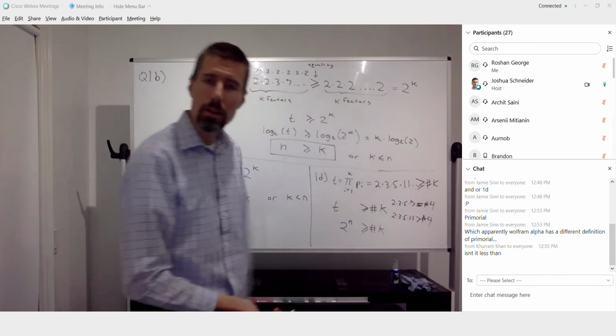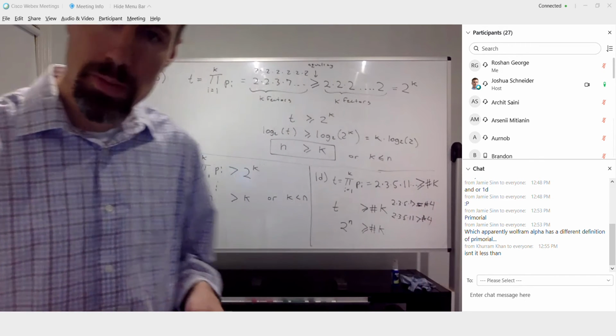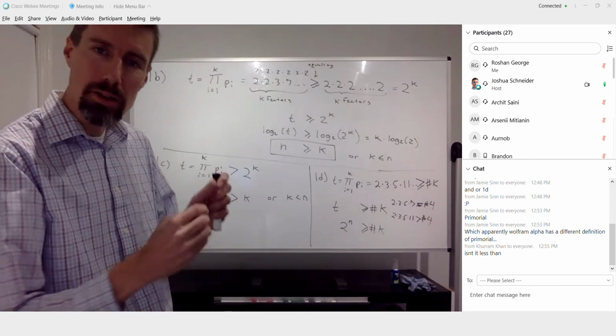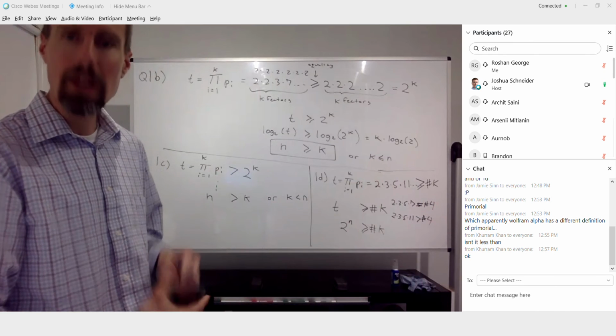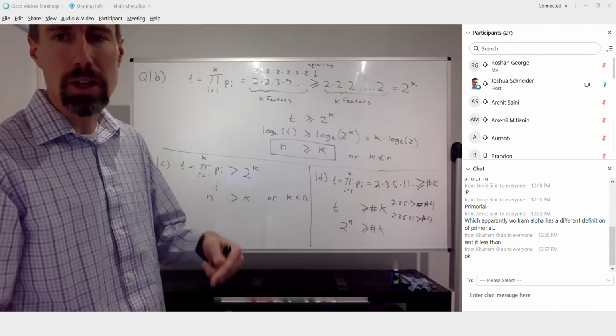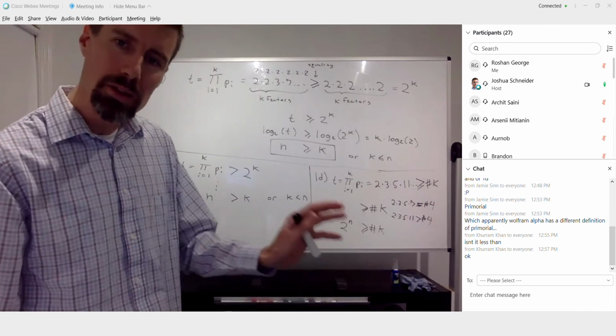Okay, so it is that way. T is always going to be greater. The smallest number you can get from taking a product of primes is the primorial, if they're all unique. If they're not all unique, then you can have all 2's, but we said they all had to be unique.